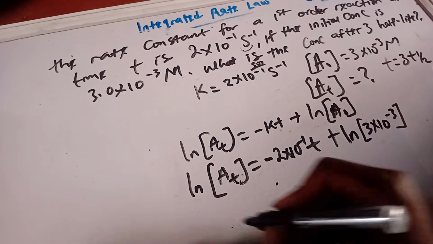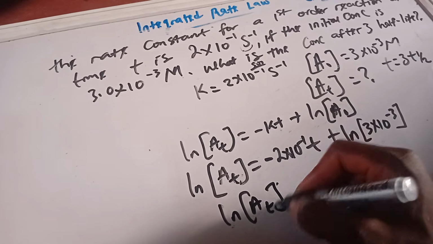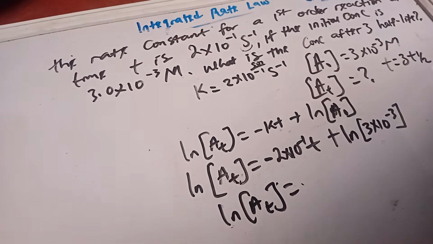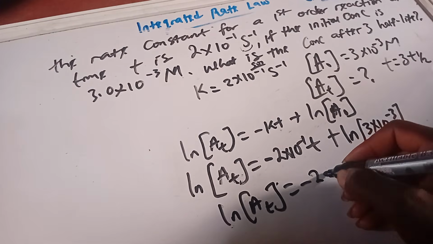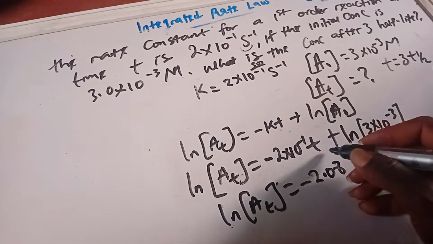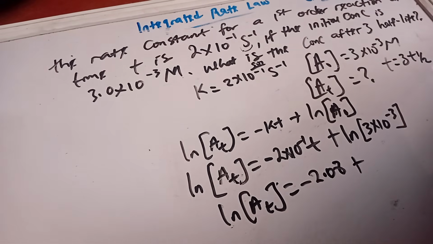So now we are going to have ln At equals 10.4 times 2 times 10 raised to the power minus 1. That gives us 2.08, so here we have minus 2.08, this times, plus what? ln of 3 times 10 raised to the power minus 3. Let's type it in our calculator: 3 times 10 raised to the power minus 3, ln of the answer.